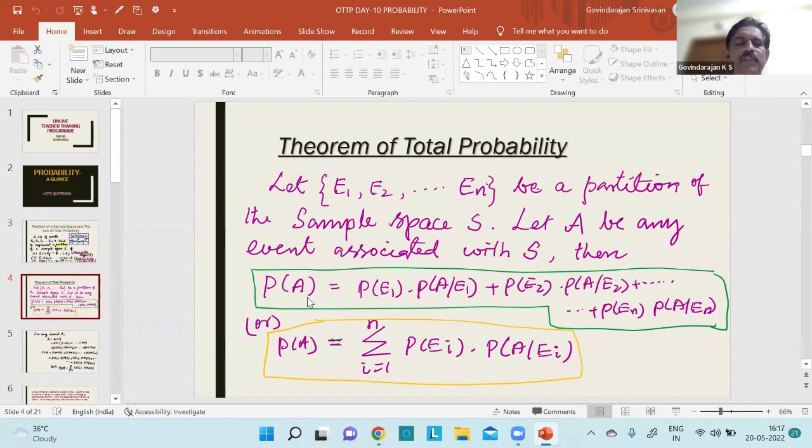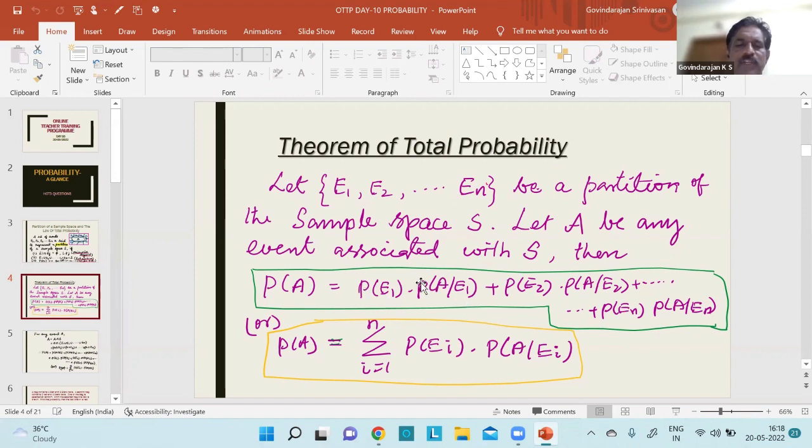the probability of E1 into the probability of A given E1. The probability of A given E1 is a conditional probability. You know that the conditional probability of an event E, given that the event F has occurred, is called the conditional probability. That is, the probability of the event E, given that F has already occurred. So the probability of A given E1 is a conditional probability.